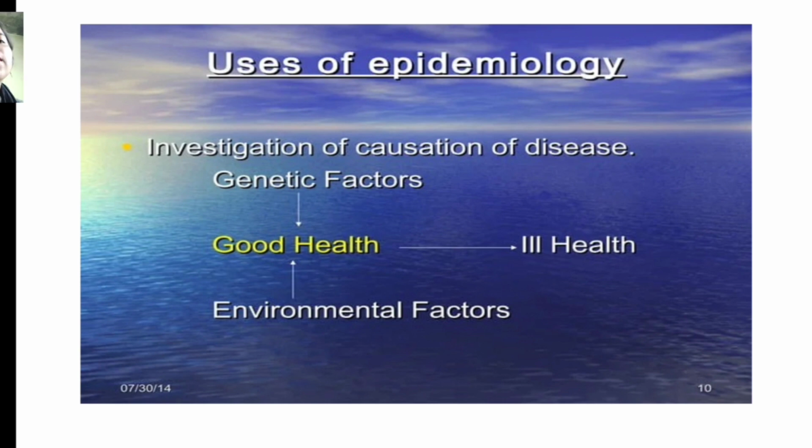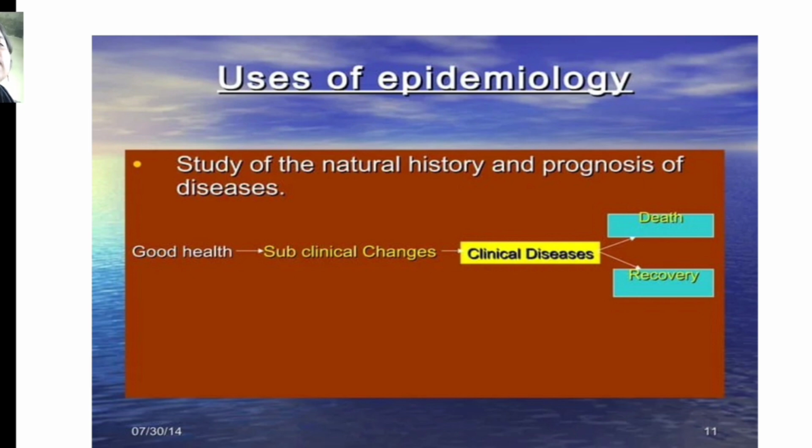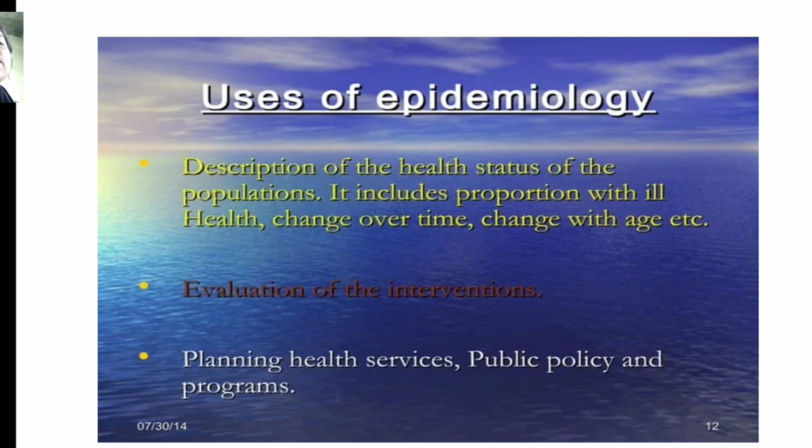Next is the use of epidemiology. Investigation of the causation of disease: genetic factors, environmental factors. The study of the natural history and the prognosis of the disease: good health, subclinical changes, clinical disease, death and recovery. Description of the health status of the populations, which includes the proportion with ill health, change over time and change with age, etc. Evaluation of the interventions, planning health services, public policy and programs.